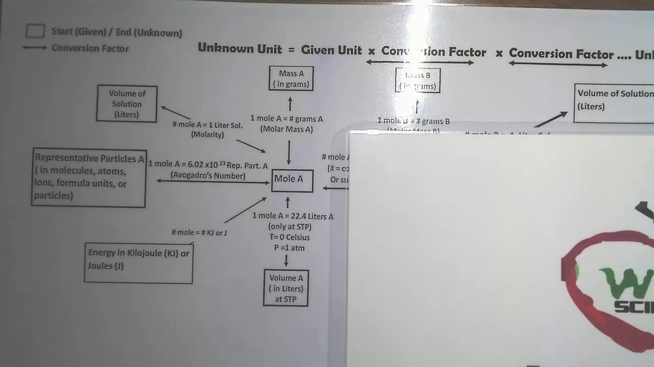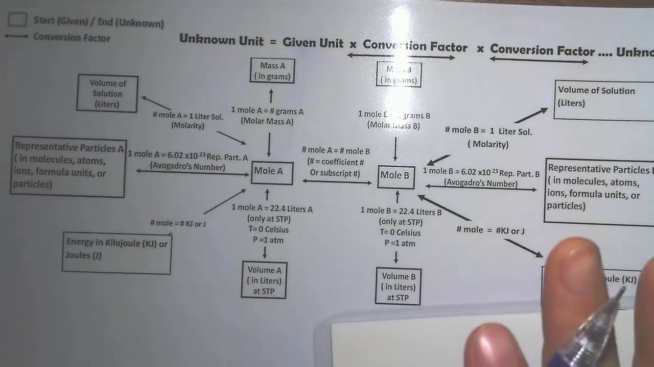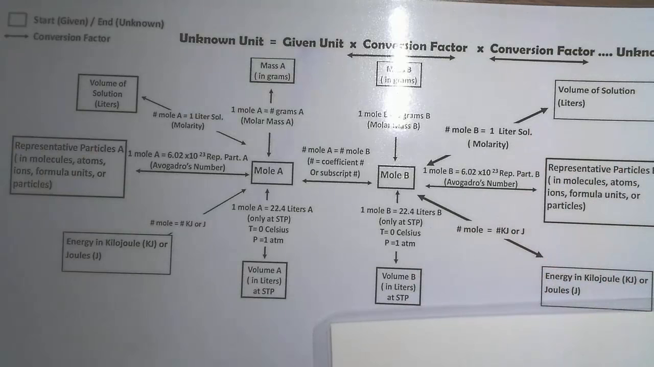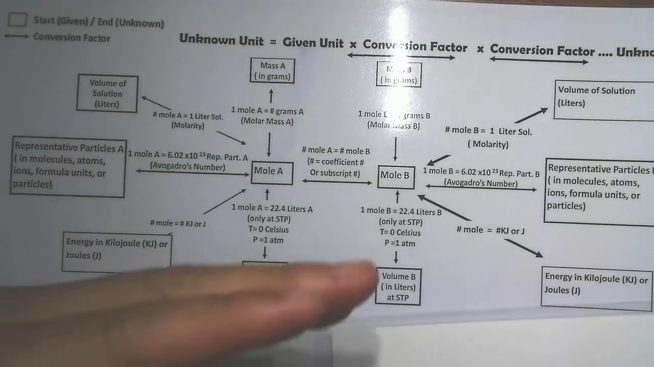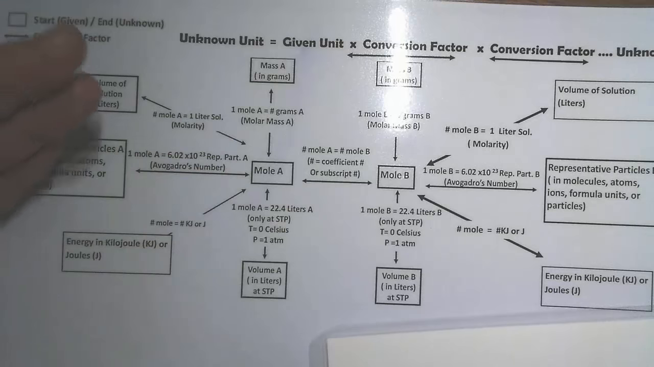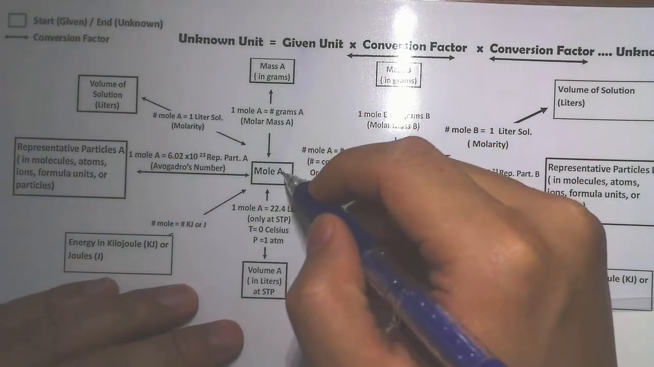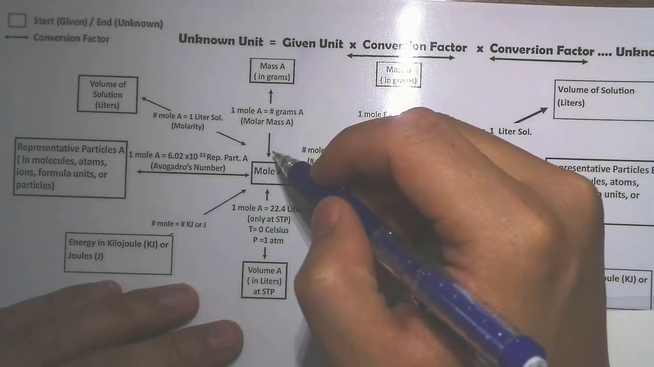In the previous lessons, we learned how to use this stoichiometry flowchart. That is how we always look at the given unit, what's given to us, and we convert it or solve for the unknown unit. And we know that the boxes are where we start, and the arrows are the conversion factors that we have to multiply.